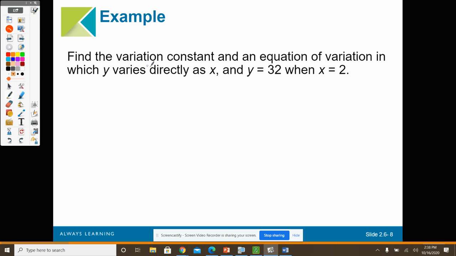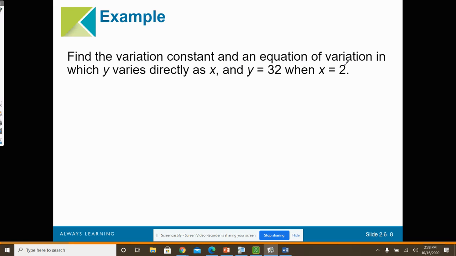Find the variation constant and an equation of variation in which... Uh-oh, magic words. Y varies directly as X. That tells me, step 1, write it down. Step 2, look for a fun fact. Oh, this looks fun. Y is 32 when X is 2.